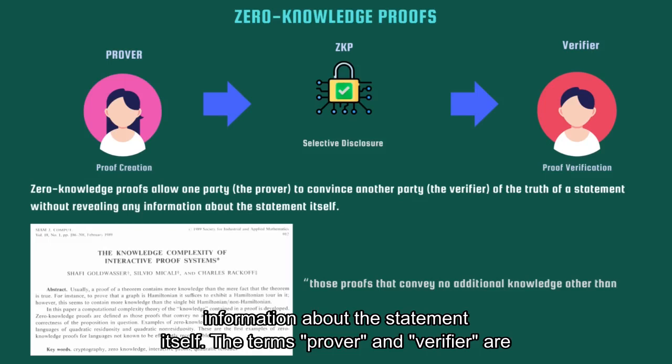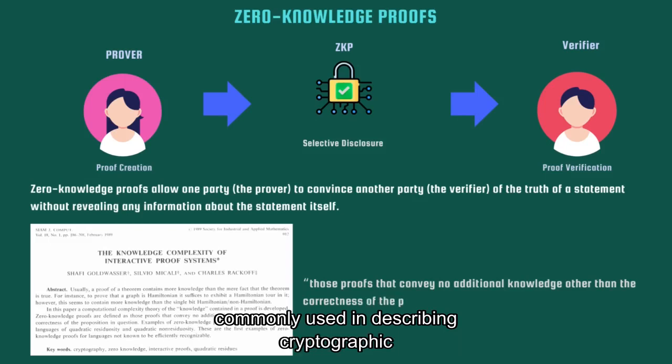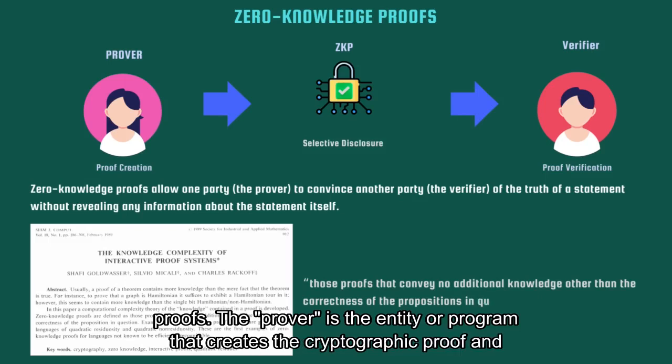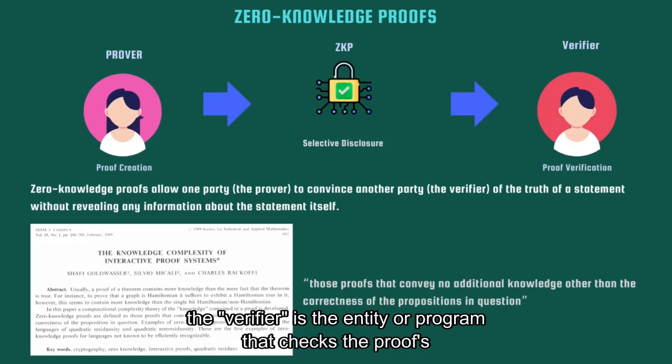The terms prover and verifier are commonly used in describing cryptographic proofs. The prover is the entity or program that creates the cryptographic proof, and the verifier is the entity or program that checks the proof's contents.